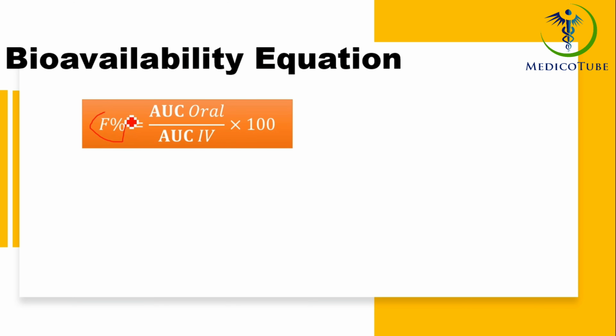If you see, F is the sign for the bioavailability. Our bioavailability is denoted by F, which is equal to the area under the curve of oral, divided by the area under the curve IV, multiplied by 100. So this is the equation for the bioavailability. We compare the area under the curve of IV dose with the oral dose.